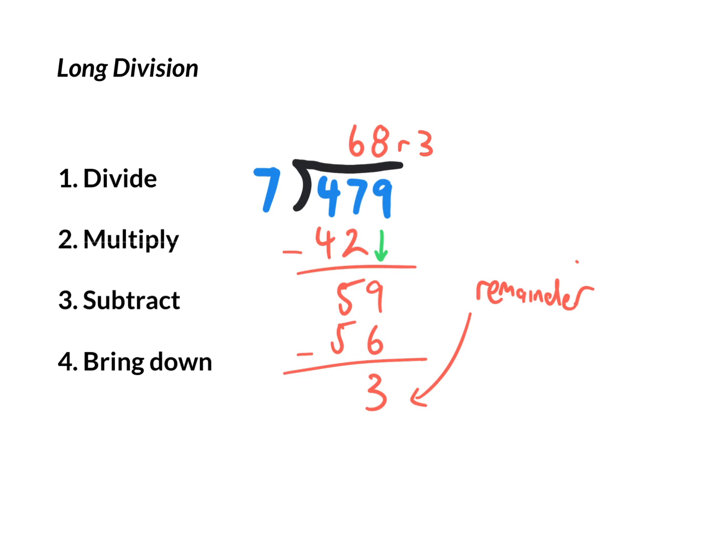59 divided by 7 doesn't work, but 56 divided by 7 is 8. We put the 8 up and we say 8 times 7 is 56. And then we subtract and we say 59 take away 56 equals 3. So we have a remainder of 3. 479 divided by 7 is 68 with a remainder of 3.